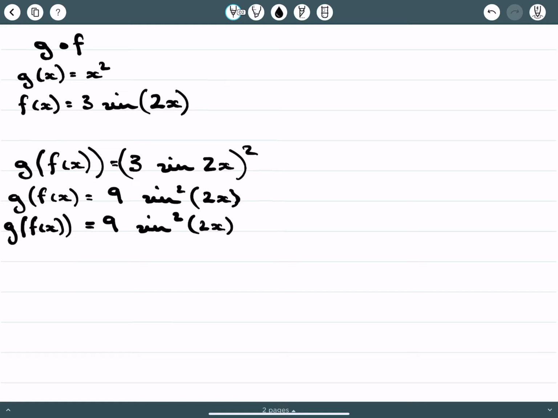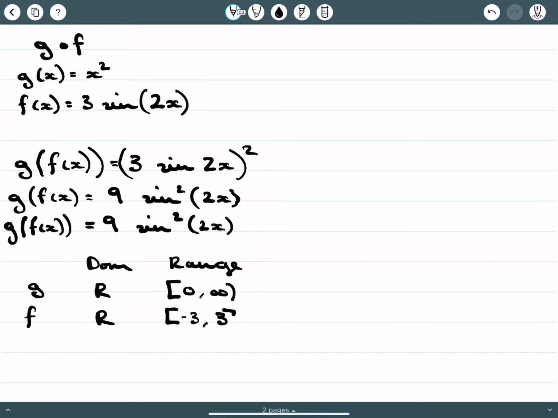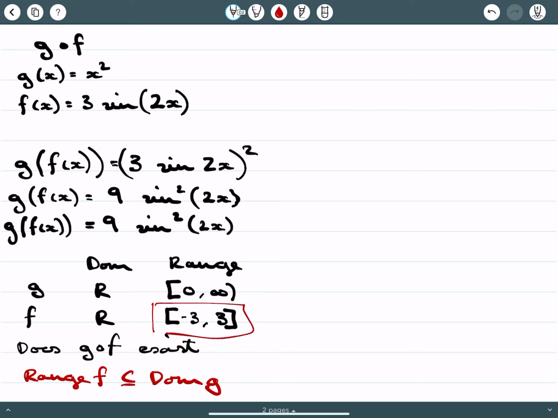Now we want to see if g of f exists, so we would start by putting g, f, domain, range. The domains for both g and f are all real numbers. The range for g is 0 to infinity. For f, it's -3 to 3. To ask if g of f exists, what we're really asking is, does the range of f belong to the domain of g? So my range of f is this. Does that fit within the domain of g? Yes, it does. Therefore, g of f exists.